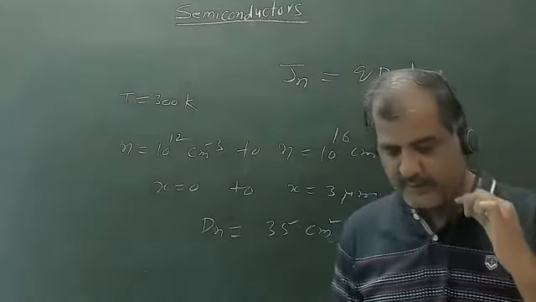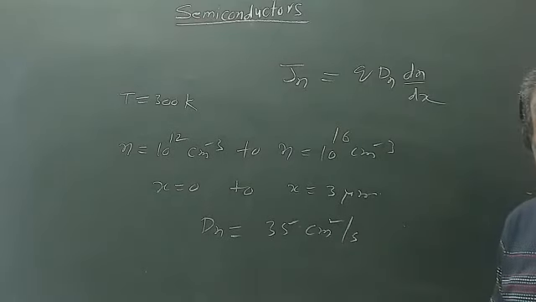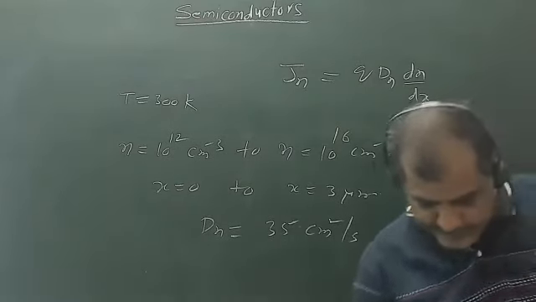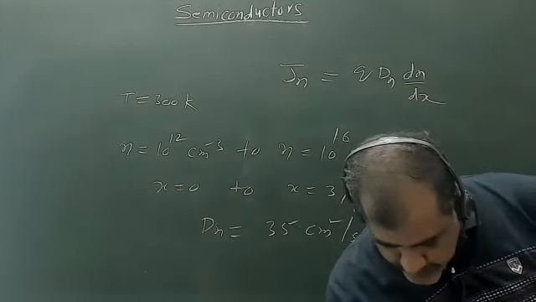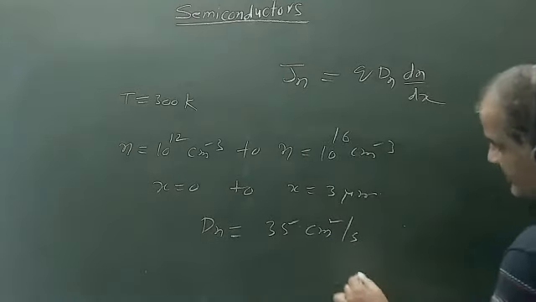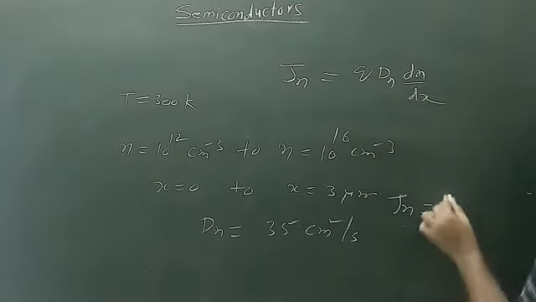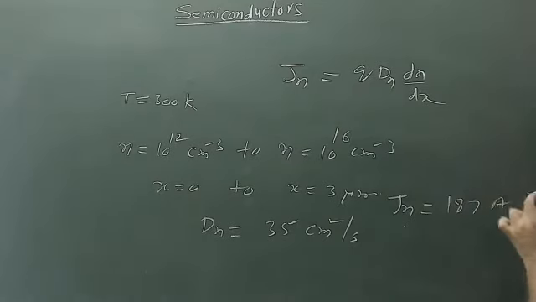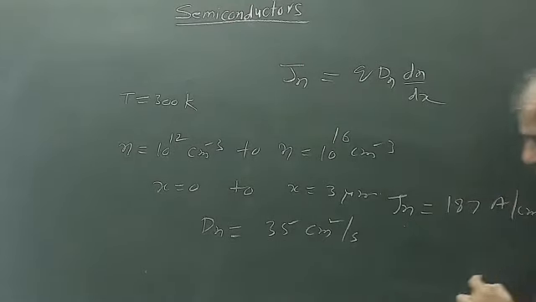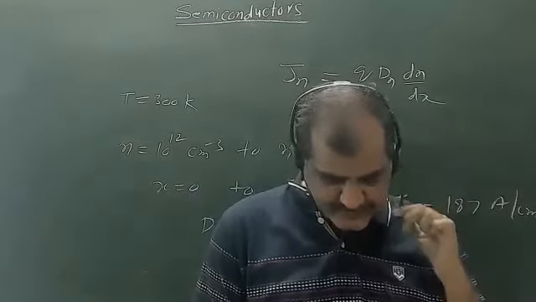How much is the answer coming? Okay, I'm writing the answer, you can check. So Jn is coming as 187 ampere per centimeter square. Is this coming for everyone? Yes sir, this is coming.